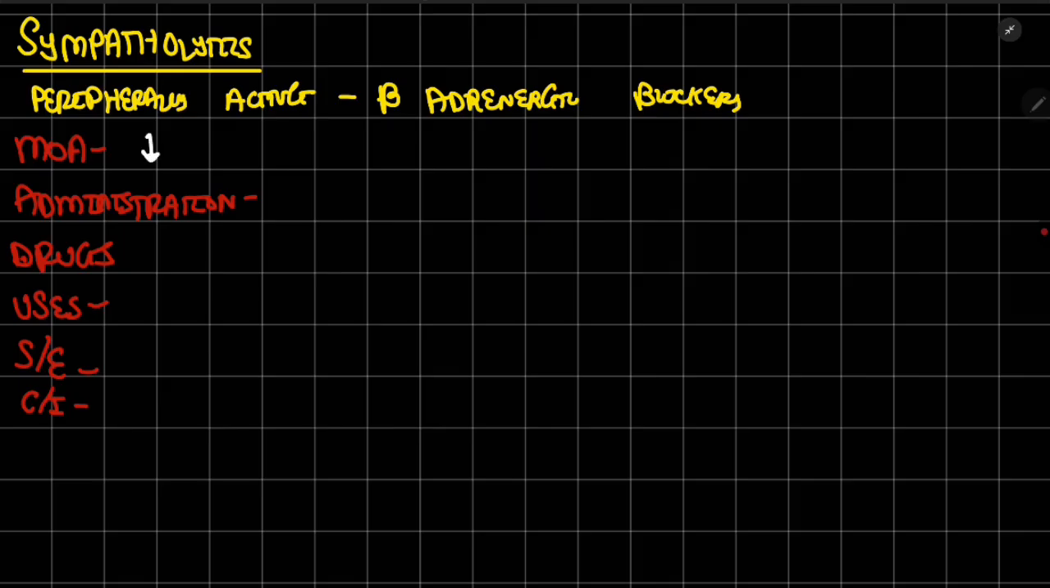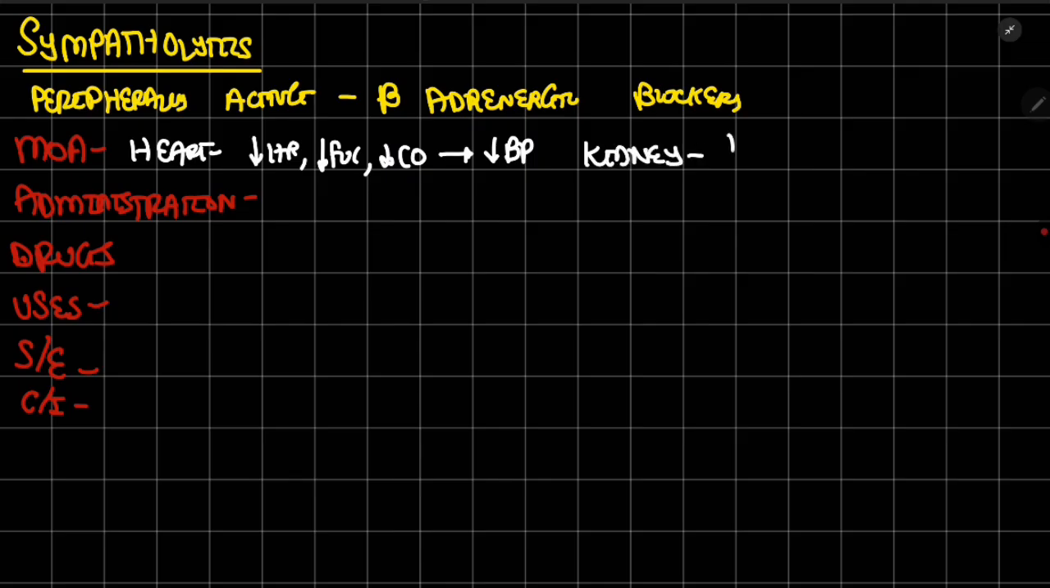First we will write heart. On the heart we have decreased heart rate, decreased force of contraction, and decreased cardiac output, and therefore decreased BP. And on the kidney we have decreased renin levels. So if renin levels decrease, angiotensinogen to angiotensin will be converted less, and angiotensin 2 will be obtained less, and therefore we will see a decrease in the BP.